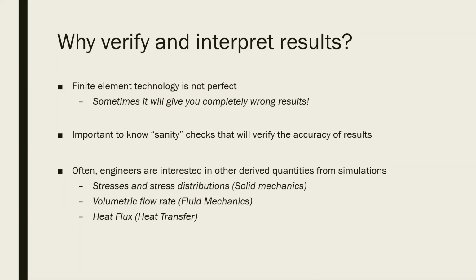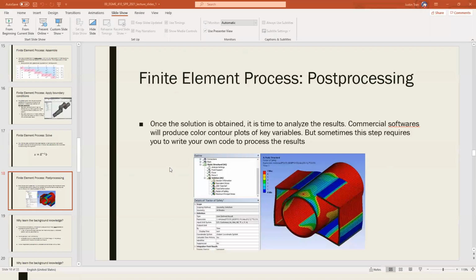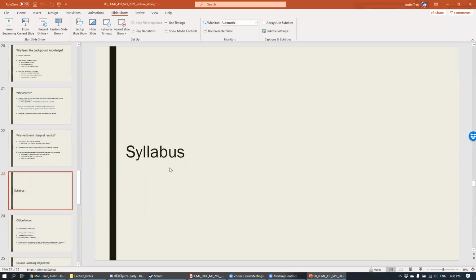Besides that, there might be some other derived quantities, as I call them, that you might want from your simulation too. One of the most common is stress analysis. But if you're doing things like fluids or heat, you might be interested in volumetric flow rate and heat flux as well. Okay, so that's the introduction to the course.